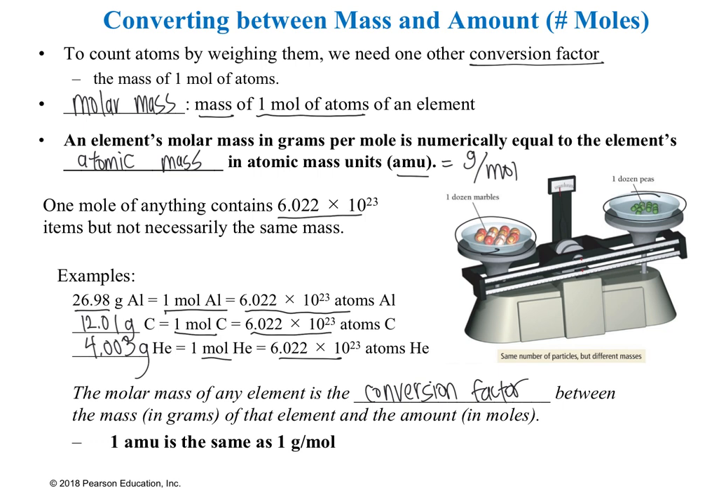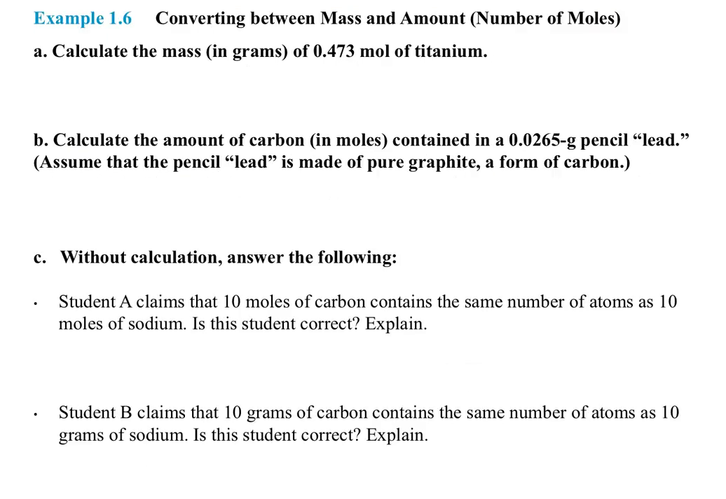But this is able to get us from the mass to moles. And again, an AMU is the same as a gram per mole as far as conversions go. So let's calculate the mass in grams of 0.473 moles of titanium.